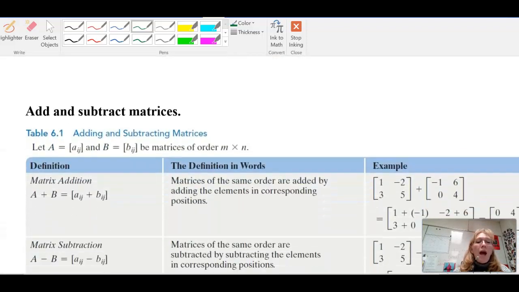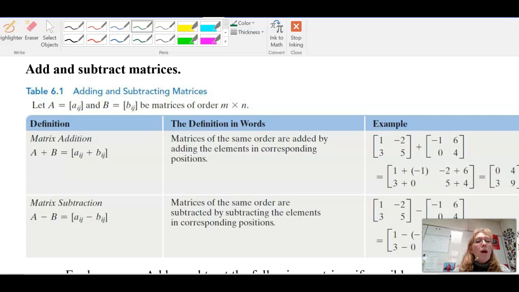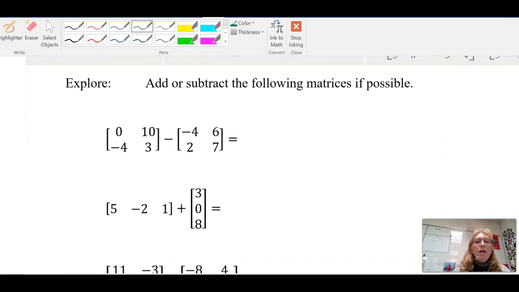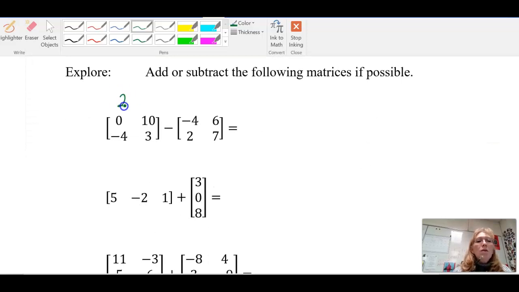All right, we're going to add and subtract. In order to add and subtract, they have to be the exact same size. Then we just do element to element. So we look here, this is a 2 by 2, and this is a 2 by 2. So we can add or subtract them. This time, if you look, we want to subtract. So we are subtracting each element.